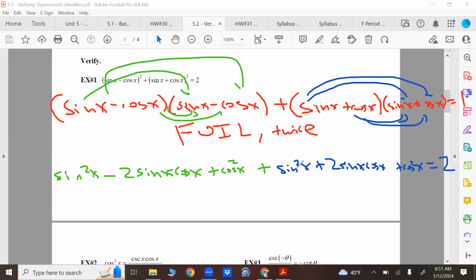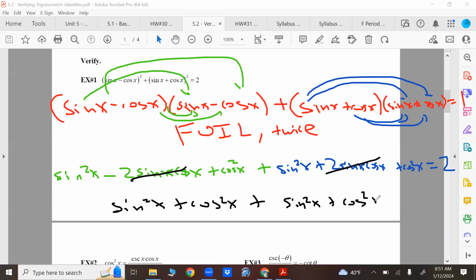Now, do you see things cancel here? Negative 2 sine x cos x and positive. Those cancel. And what are you stuck with? What we had before. Sine squared x. And again, don't cut corners. 1 plus 1 equals 2. 2 equals 2. And we're good. That's the right way to do it.